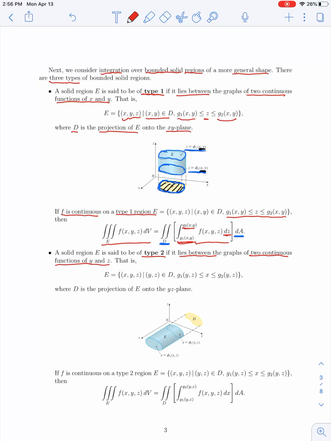So that is, if we could describe our solid as the set of all points x, y, z in space, where the values of x are bounded above and below by two functions of y and z, and then y and z can take values in some set D within the yz plane. So here D is the projection of our region E onto the yz plane.